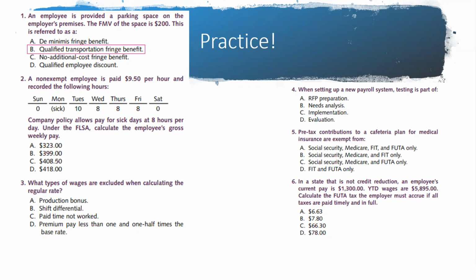Let's see, A is 323, B is 399, C is 408.50, and D is 418.